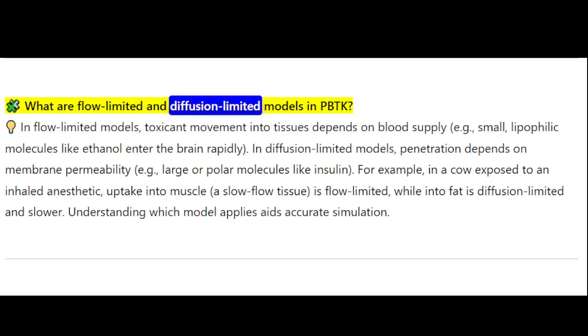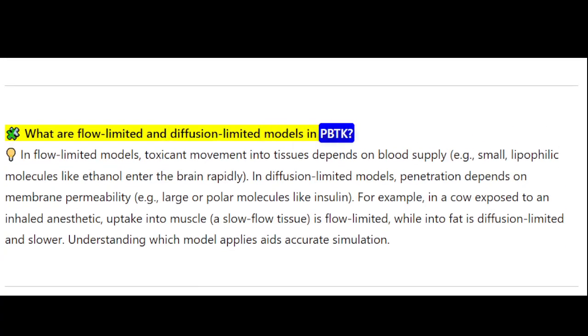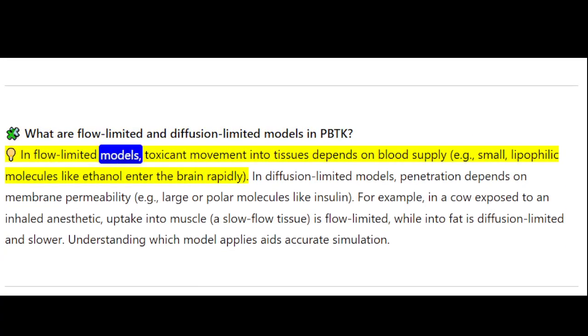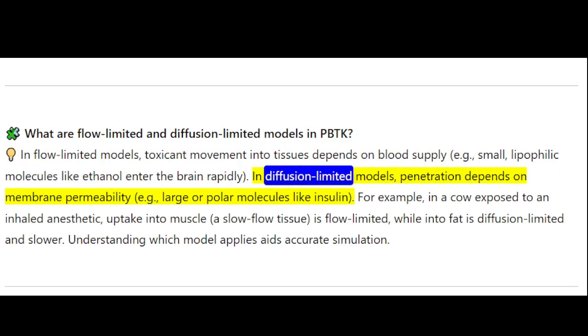What are flow-limited and diffusion-limited models in PBTK? In flow-limited models, toxicant movement into tissues depends on blood supply. For example, small, lipophilic molecules like ethanol enter the brain rapidly. In diffusion-limited models, penetration depends on membrane permeability. For example, large or polar molecules like insulin.